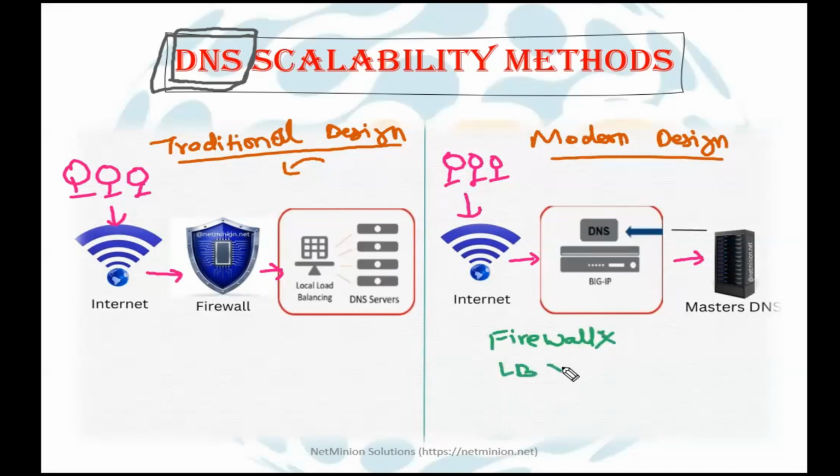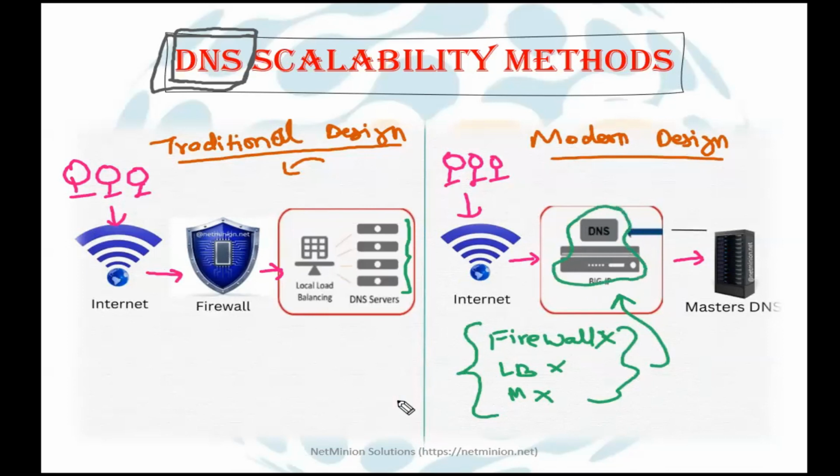Load balancer. Here there are multiple DNS servers. Those multiple DNS servers are not there. Except for them, we have only Big IP, Big IP DNS.